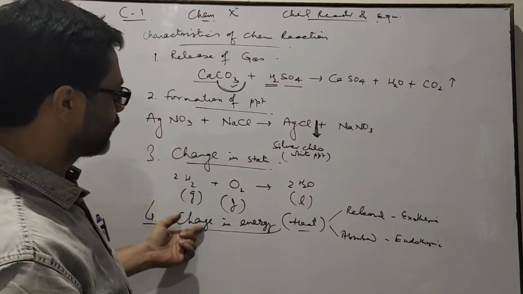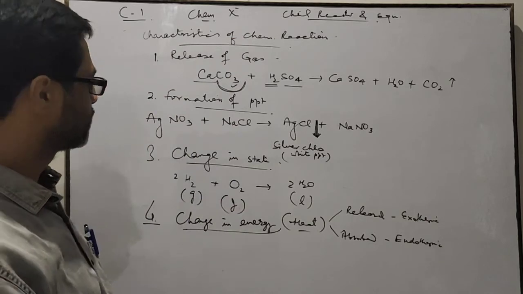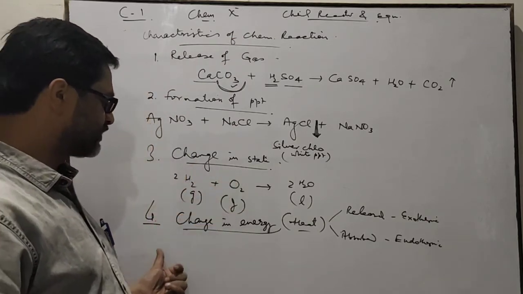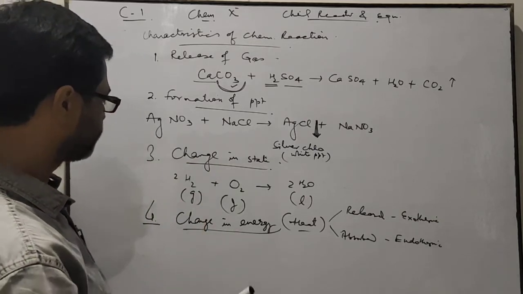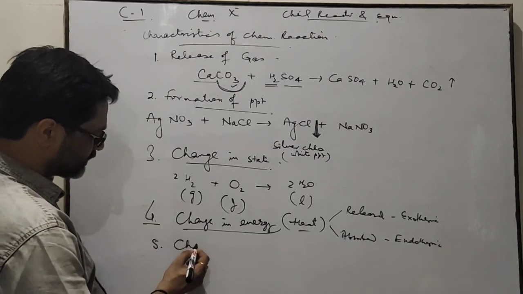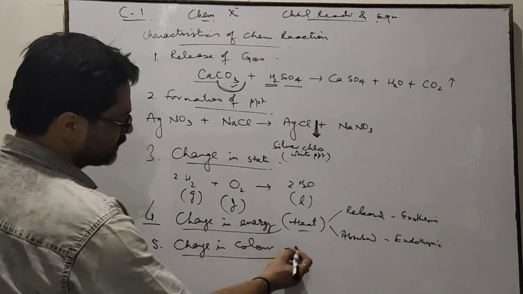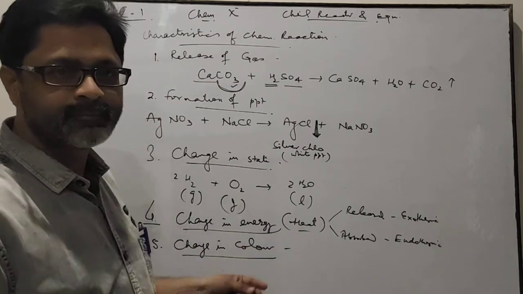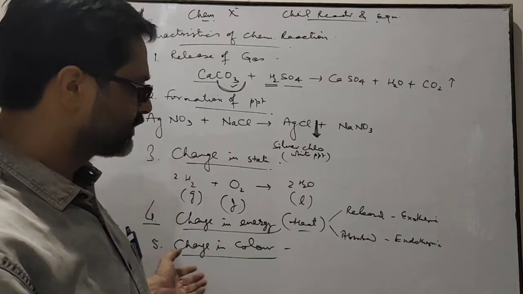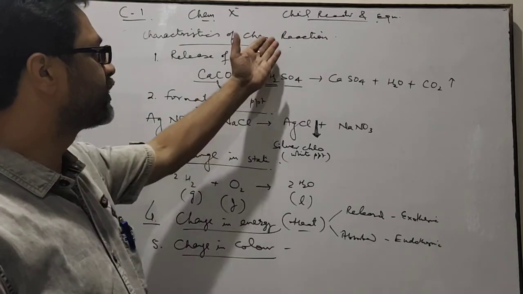These are the properties, these are the characteristics which takes place during chemical reactions. Release of gas, formation of precipitate, change in state, change in energy. Okay. Fifth one, you can say change in color. In some chemical reactions, change of color also takes place. The product formed has different color than reacting substances. In this way, you can identify the chemical reaction.